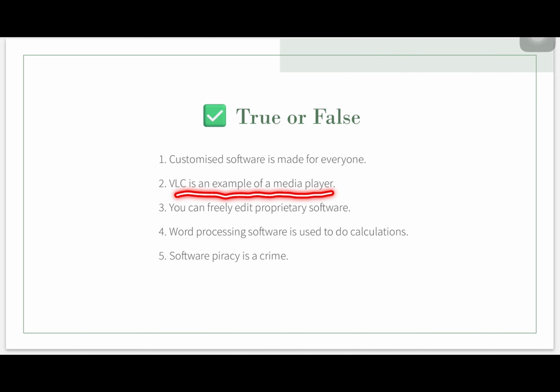VLC is an example of a media player. True or false? Yes, true. It is an example of a media player. Third, you can freely edit proprietary software. True or false? False. We cannot freely edit proprietary software, right? Then the fourth one, word processing software is used to do calculations. True or false? No, false. Word processor software is used to write an essay, report, exam sheet, anything to write. And to do calculations, what do we use? Spreadsheet app, right?